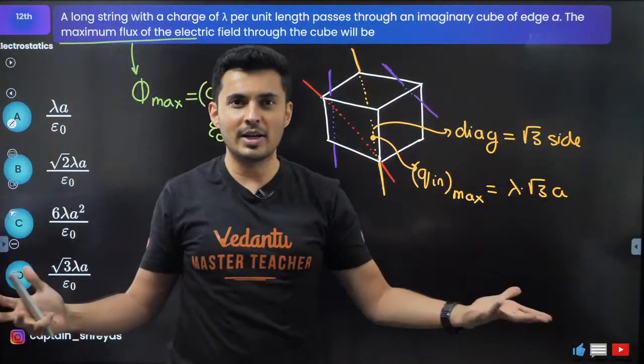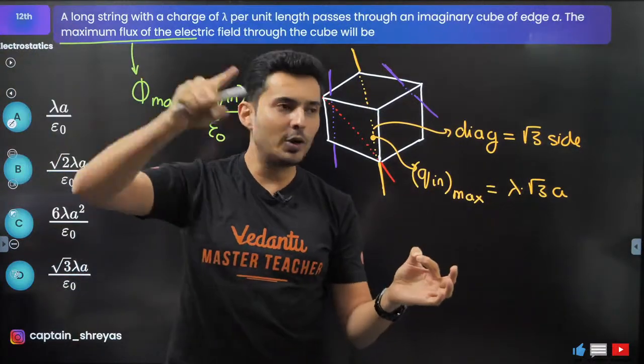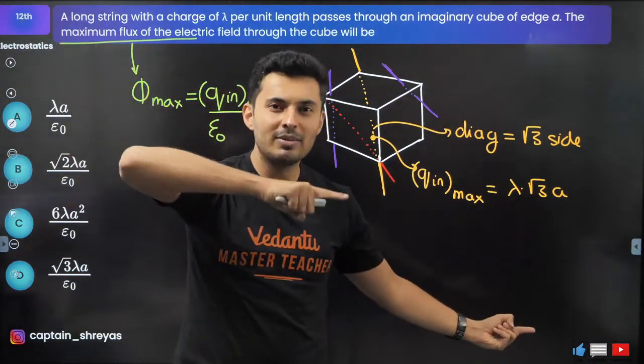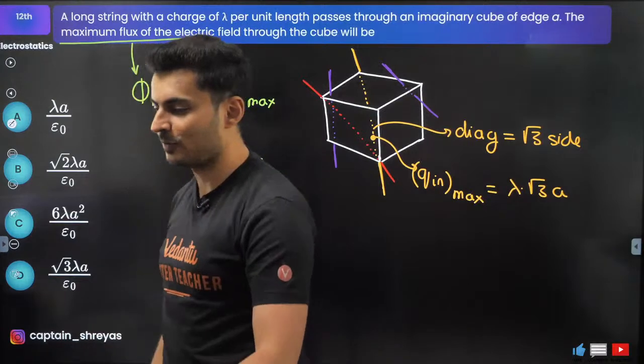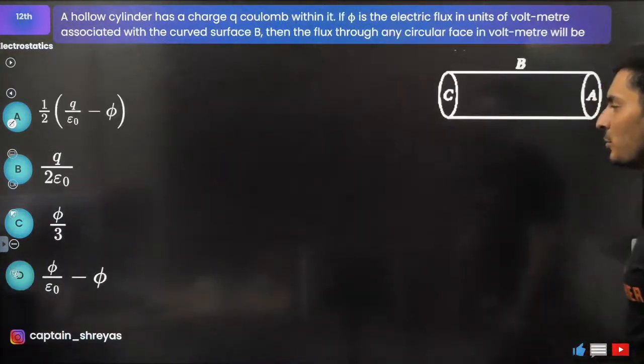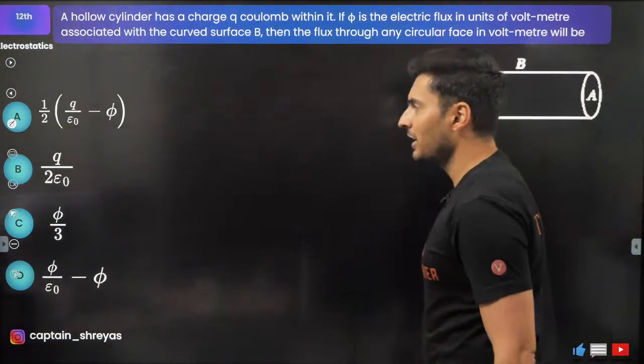Think of a room where you are placed and think how can you get maximum length. That will be obviously the diagonal which passes through the center of the cube. That's the answer. Let's move on to the next question coming up on your screen.